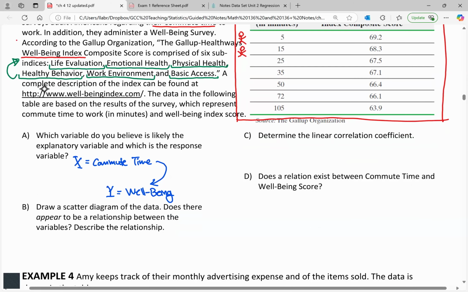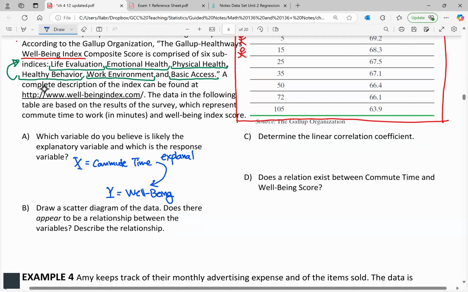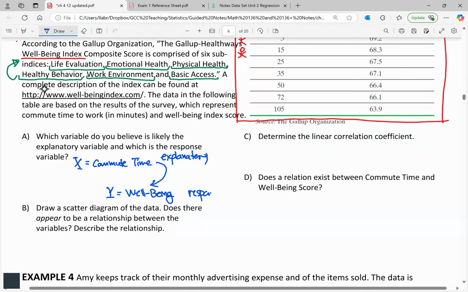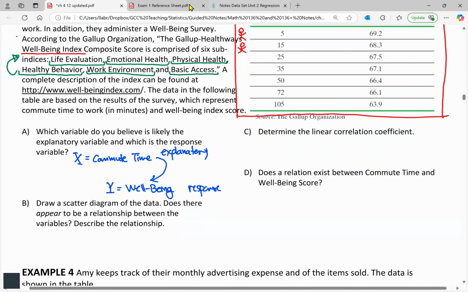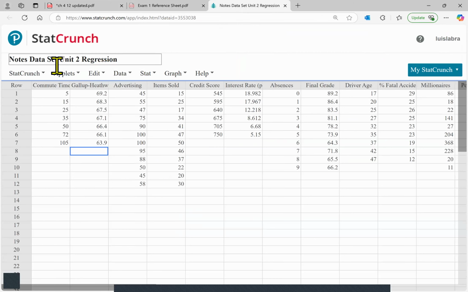All right, as soon as I believe that the explanatory is commute time and the response is well-being, then I should be able to back this up with a scatter plot. So we can go to our notes, our Unit 2 regression notes. It's in our share folder. And we've got our data right here. So let's create our scatter plot.